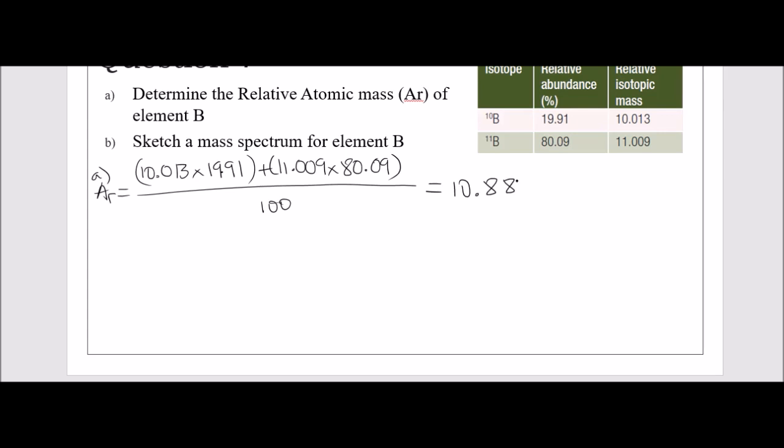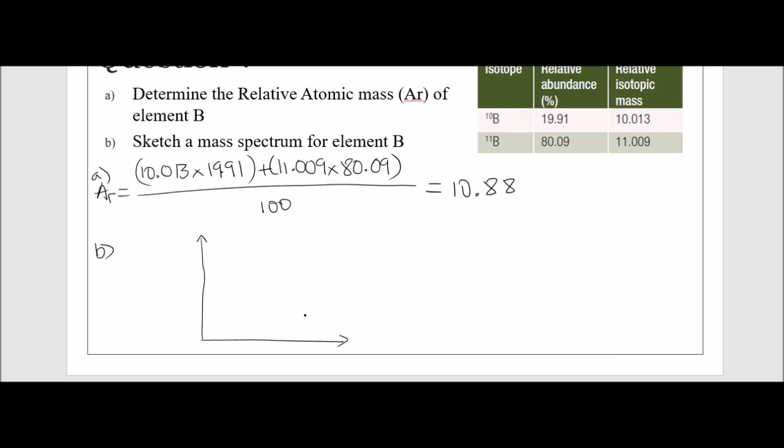Okay, now when you sketch the mass spectrum, which is part B, apologize in advance for the terrible drawing that's happening next. Okay, this is not going to go well. That's slightly better than the last one. You do need to label your axis.